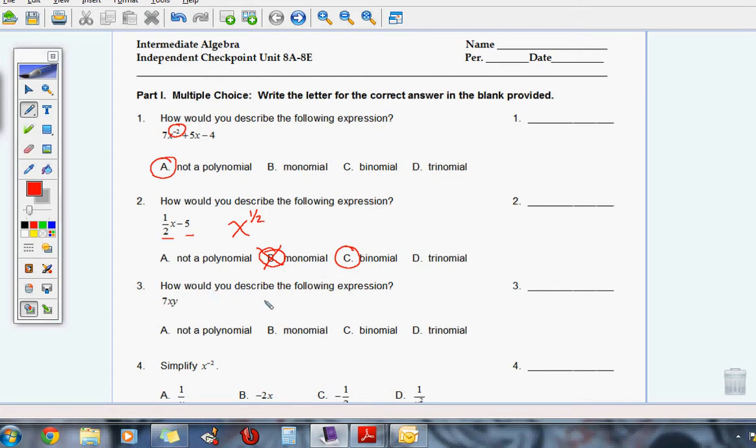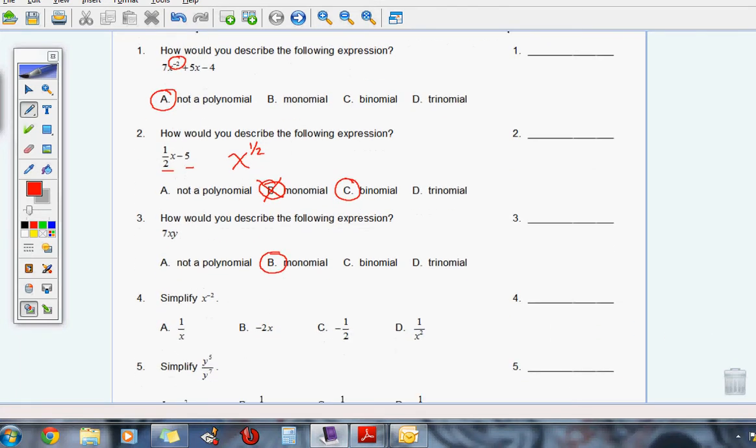How would you describe this one? Well, terms are separated by addition and subtraction. So there's definitely just one of those. And since I have no negative exponents, no fractional exponents, then I'm going to look at this one and realize it's 7 times x times y. That's not a trinomial, as some of you might think, because the multiplication is what's going on, not addition. There is one term there, so that's actually a monomial.